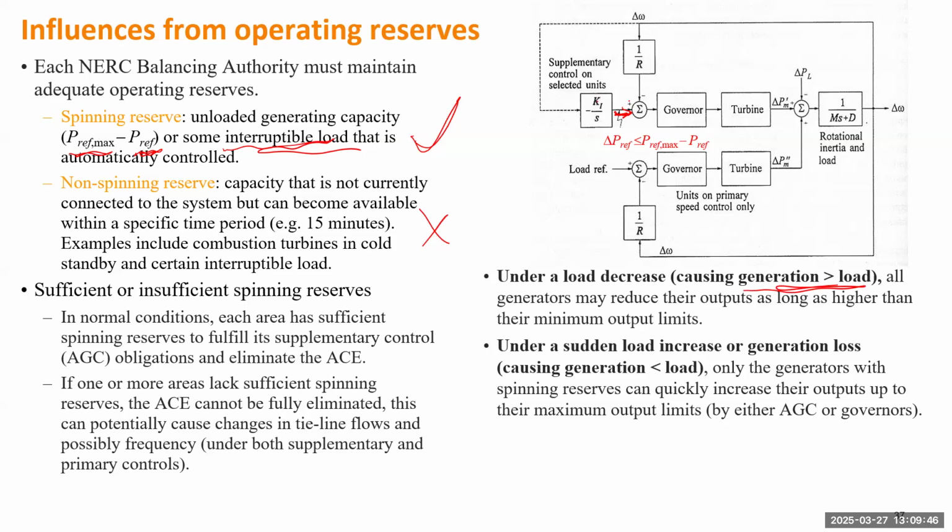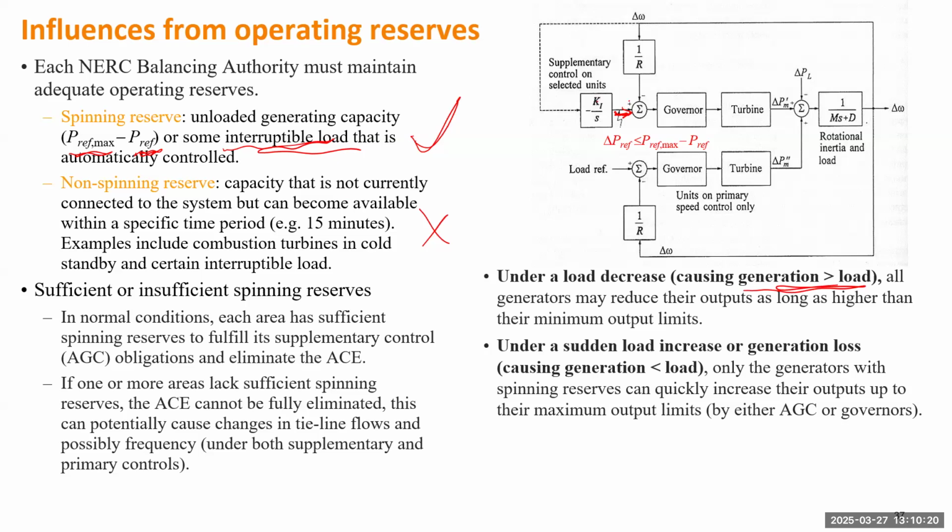But for the other situation, if there's a sudden load increase or generation loss, that will make the total generation less than the load. Then whether or not you can maintain zero ACE really depends on how much spinning reserve is left. For instance, if there's purely a load increase, all spinning reserve is there. If you increase load by 100 megawatts, but your spinning reserve has 200 megawatts, definitely you can take care of that load increase. So ACE will be zero.